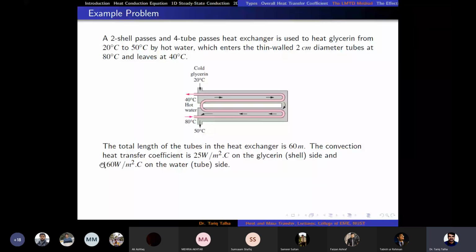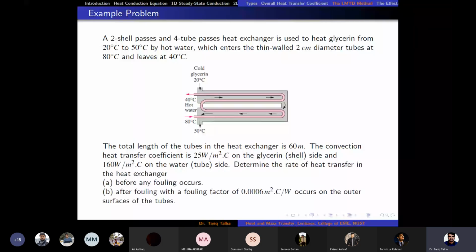Now we need to calculate the rate of heat transfer before any fouling occurs. So it means that we don't need to consider the fouling factor here. Then for the second case, there is some accumulation of solids on the outer surface of the tube. So we are talking about fouling on the outer surface of the tube. So we need to do that.